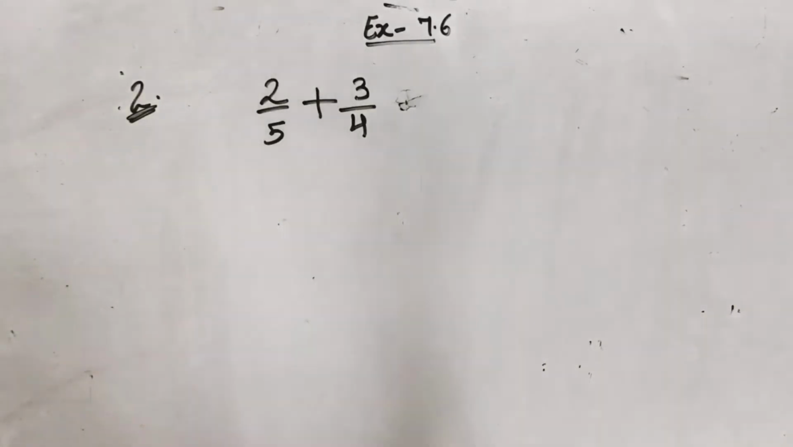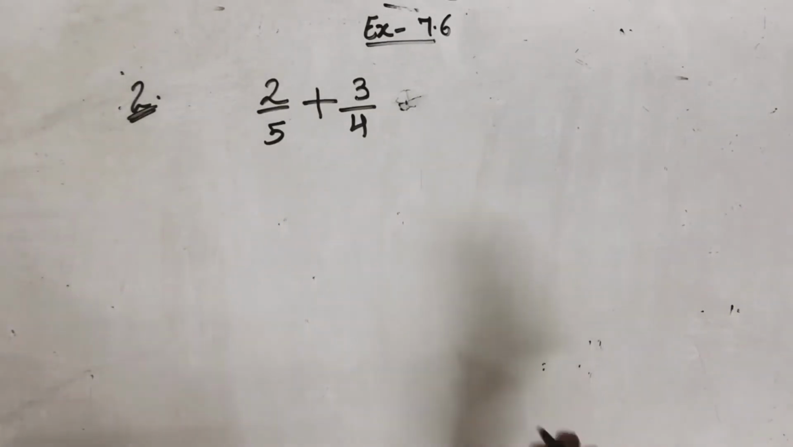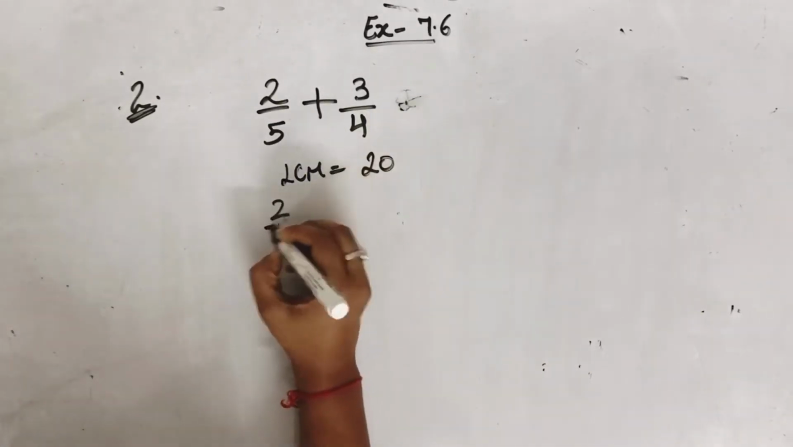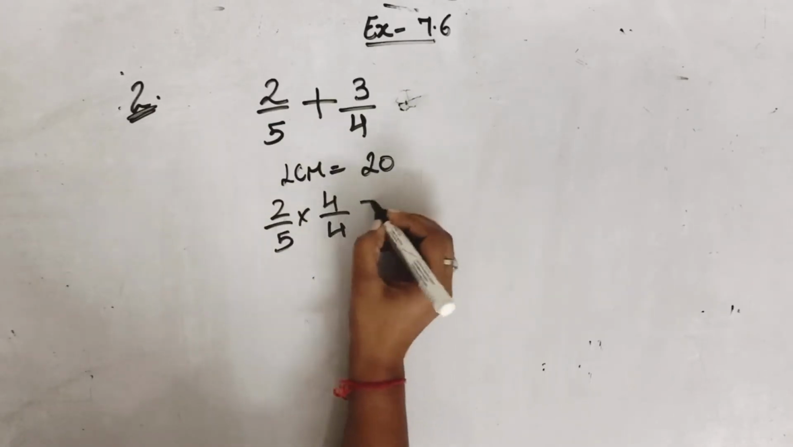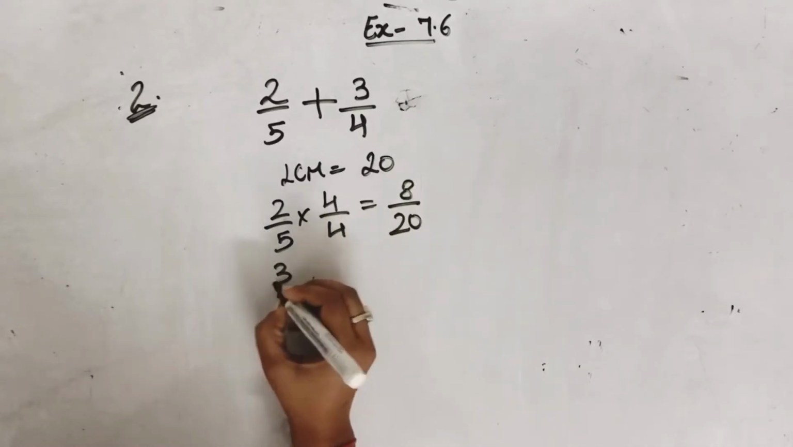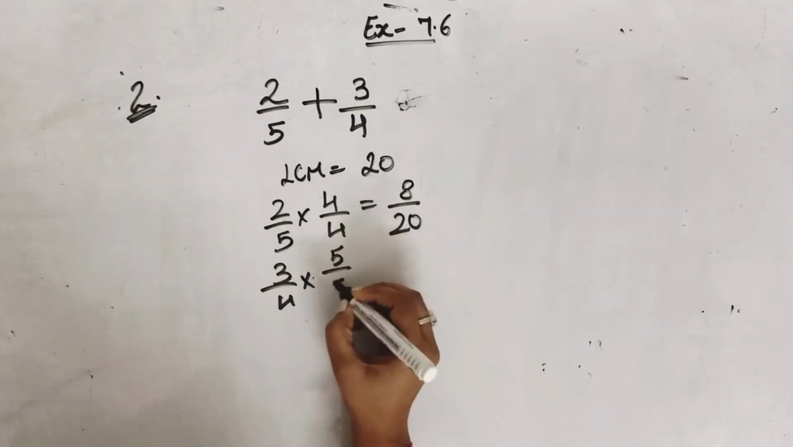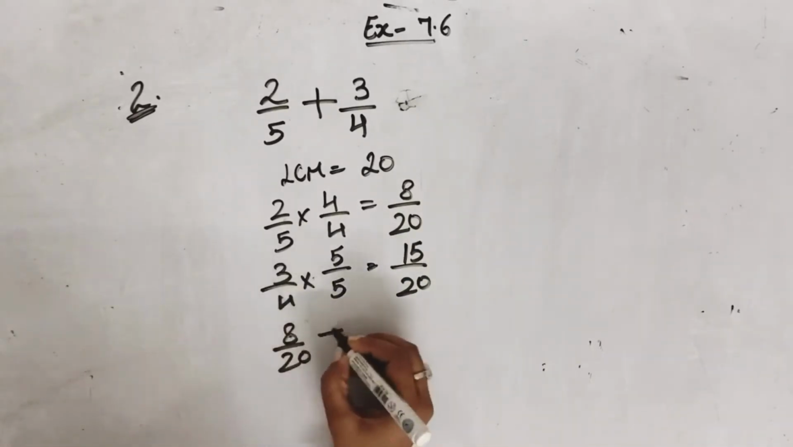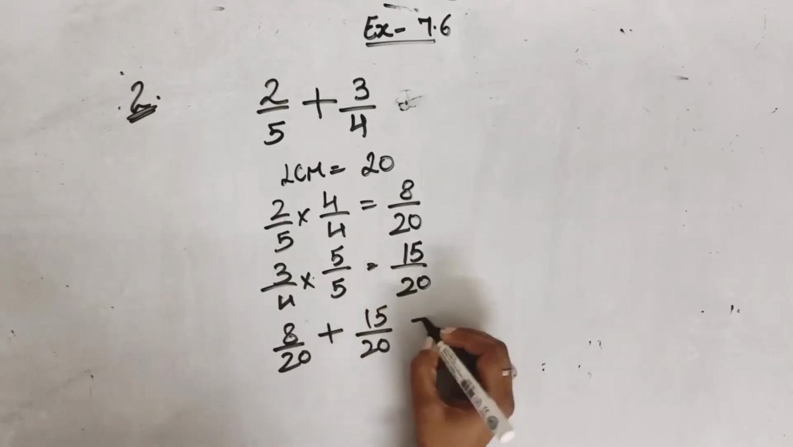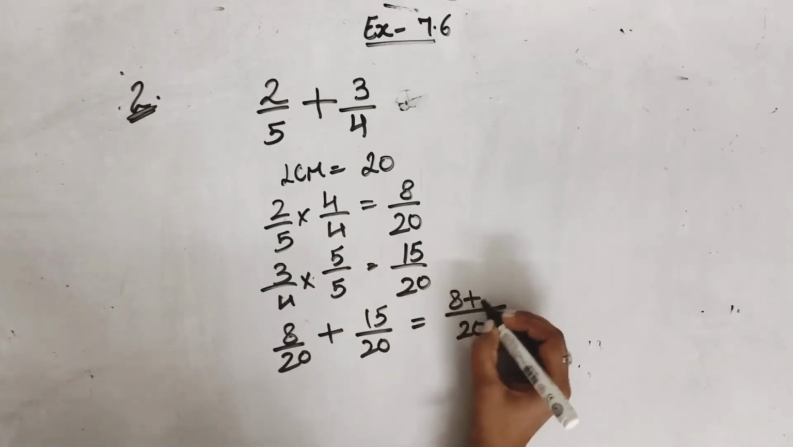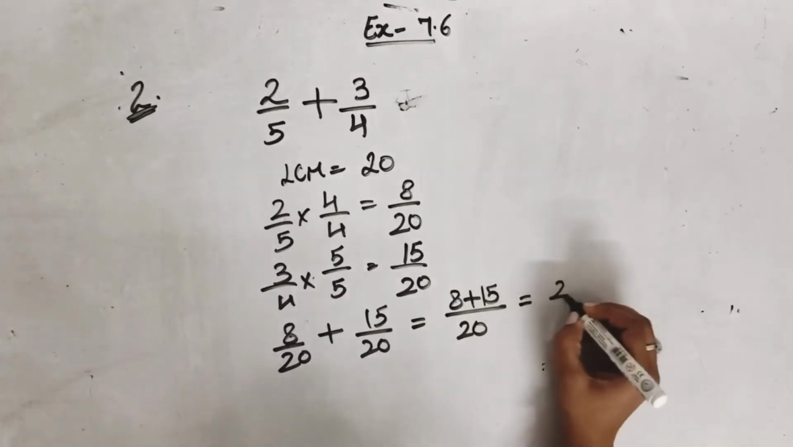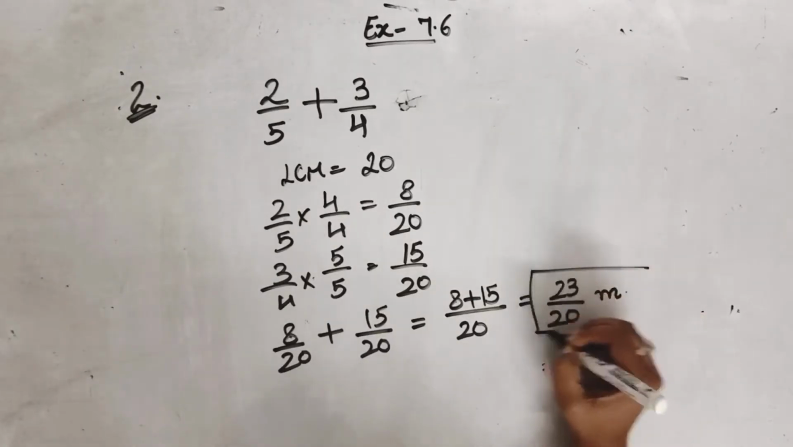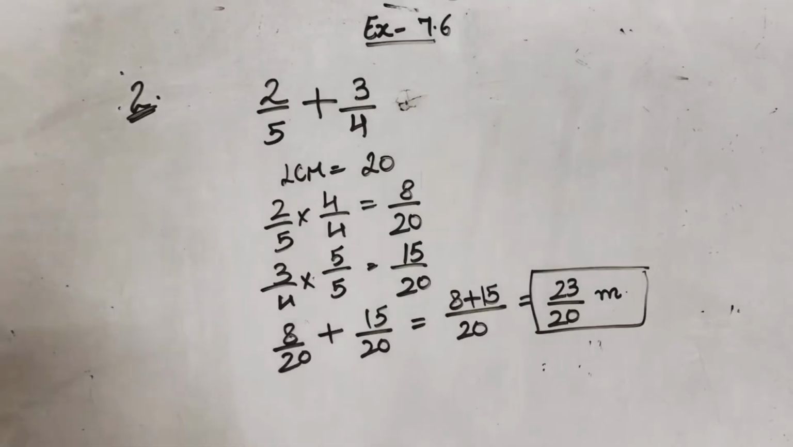Now they both are unlike fractions. Convert them into like fractions. LCM of 5 and 4 is 20. So 2 by 5 will be 2 by 5 into 4 by 4, which is equal to 8 by 20. 3 by 4 into 5 by 5 is 15 by 20. Now you can add them. 8 by 20 plus 15 by 20 is equal to 8 plus 15, which will be equal to 23 by 20. The units are meters. You can convert them into a mixed fraction also.